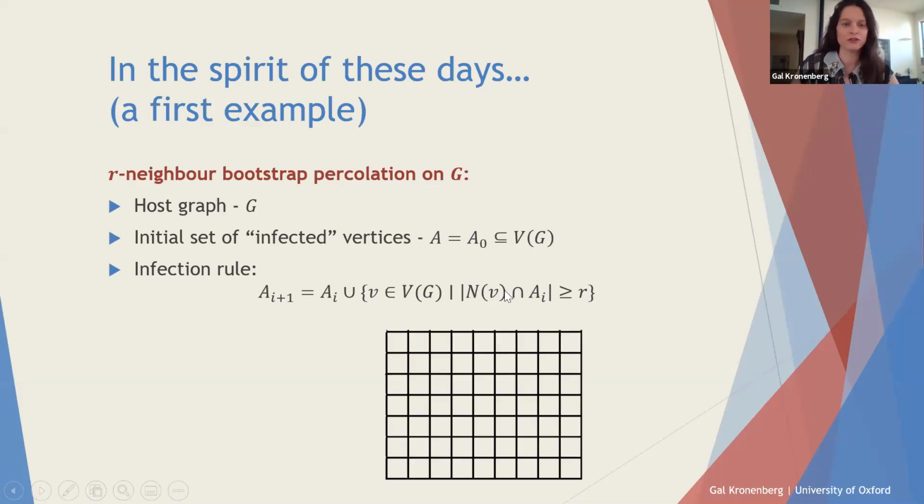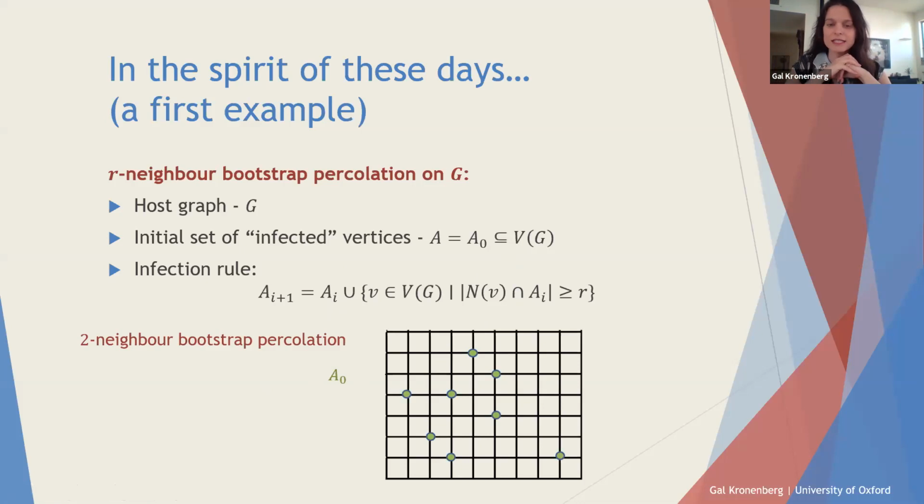Let's see a simple example on the grid. Assume that our world is the grid. I will show the two-neighbor bootstrap percolation, and assume that these are the initially infected vertices. Now let's see what happens in the next step. You can see my pointer, right? So this guy will get infected, and also this one, and this one, and this one, and this one. Sorry. Yeah, all the yellow ones.